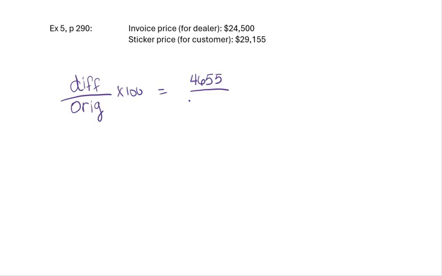Because I want to know what the markup is from the invoice price, I'm going to put the invoice price here on the denominator. So I'm going to put $24,500. That's going to be my original because I want to know what it's marked up from that, and then I'm going to multiply by 100. And when I get out my calculator and I type these numbers in, I'm going to get something that looks like 19%. It's going to be 0.19 something, and when I change it into a percent, it's a 19% markup. So the dealer has marked up this vehicle's price from the invoice price 19%.